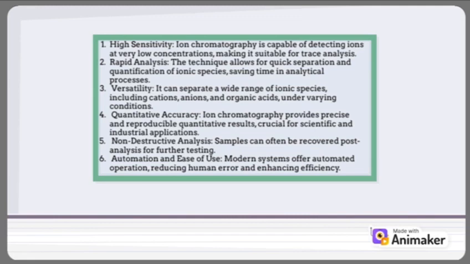Fifth, non-destructive analysis. Samples can often be recovered post-analysis for further testing. Sixth, automation and ease of use. Modern systems offer automated operation, reducing human error and enhancing efficiency.